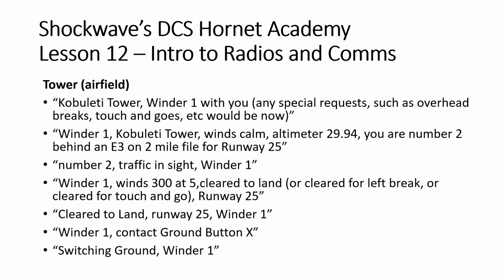So then Cobble Tower will come back and say, "Winds calm, altimeter 2994. You're number 2 behind an E3 on a 2-mile final, runway 25." So it gives you a bunch of information that you don't have to repeat, like the winds and the altimeter. Traffic is important, so typically they tell you traffic so you know which sequence you're in for landing, and also so that you can look for that traffic and make sure you don't hit it.